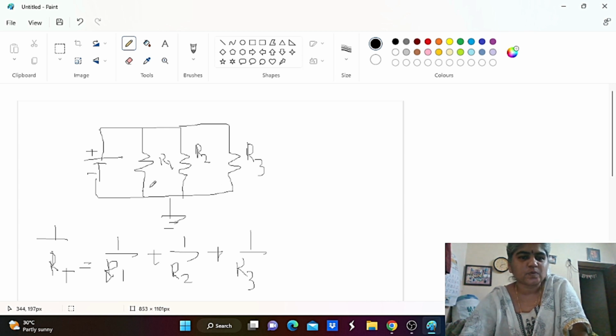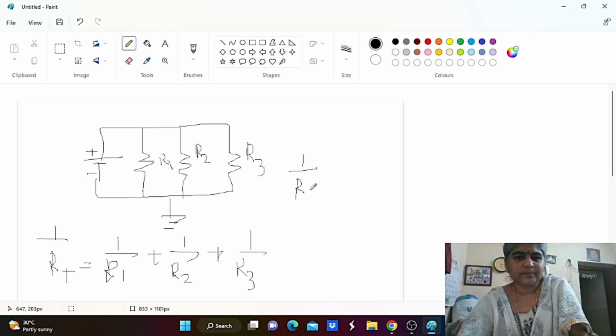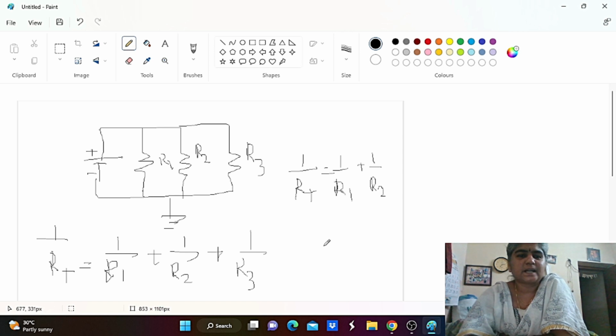If only 2 resistors are connected in parallel, we have to consider 1 divided by RT is equal to 1 divided by R1 plus 1 divided by R2. So here let us consider only 2 resistors. For example, 1 divided by RT equal to 1 divided by R1 plus 1 divided by R2. So this is the formula to find the exact total resistance value or R equivalent value of resistors connected in parallel.